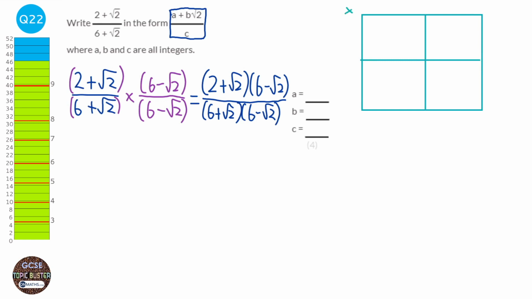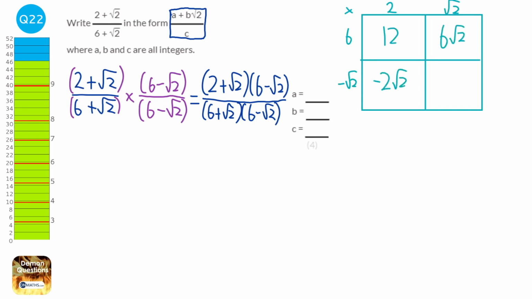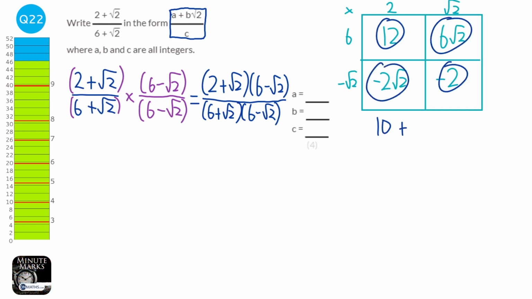And so we've got 2 plus root 2, and we've got 6 minus root 2. So 6 times 2 is going to be 12, and that's going to be 6 root 2 minus 2 root 2, and then that would be minus, and a positive times a negative is a negative, and then root 2 times root 2 is just going to be 2. And so when we add these two together, we're going to get 10. When we add these two together, we're going to get plus 4 root 2.